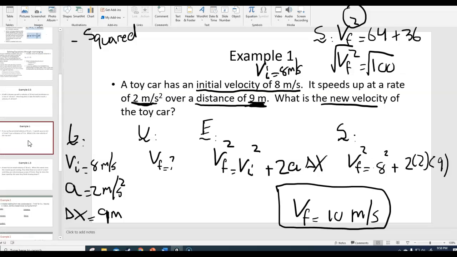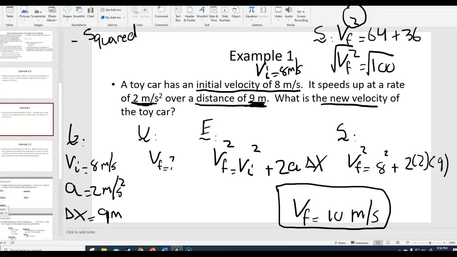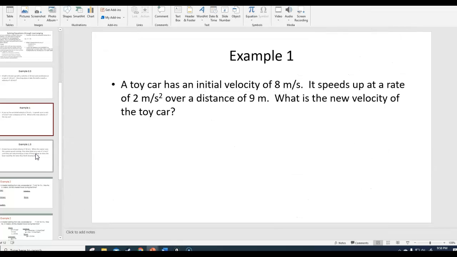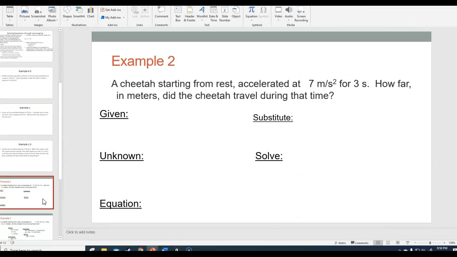Okay, I want to take a look at one more example, and I want you to try to do this next one on your own. Okay, but pause it here if you need to finish writing that down. Okay, so here's example 2.